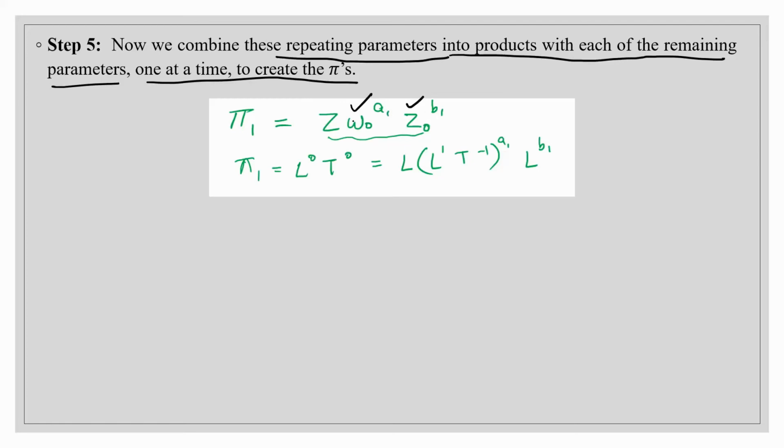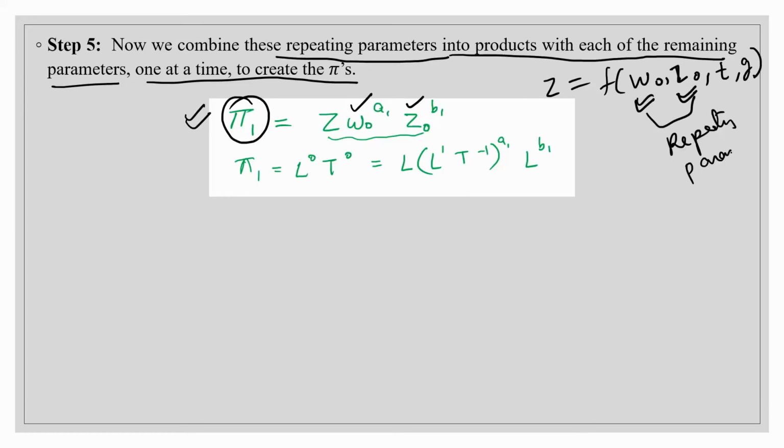So we have to write that this example contains 3 dimensionless groups. First we will start with pi 1. So we will write this pi 1 equal to, take any other parameter, because you know that this problem contains a function f, like z is a function of w naught, z naught, t and g. So you can see that we have chosen this and this as repeating parameters.